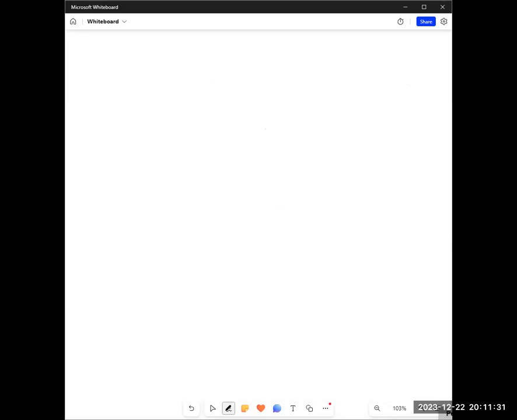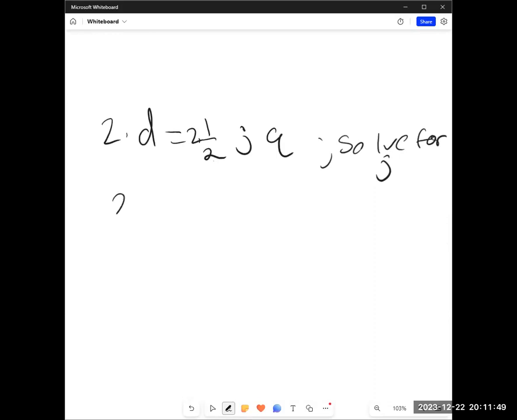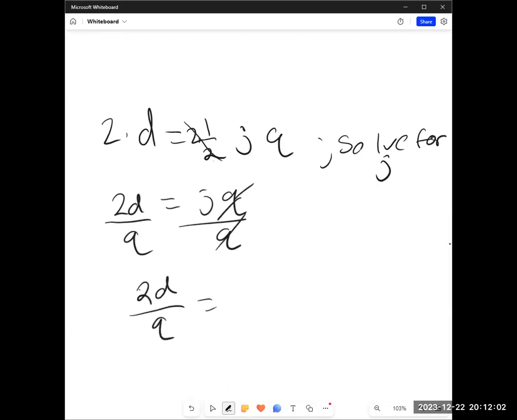Now we have the problem lowercase d is equal to 1/2 j times q. They want us to solve for lowercase j. So first thing that I'm going to do is multiply both sides by 2 to get rid of the 1/2. 2d is equal to j times q. And now I'm going to divide both sides by q to get 2d divided by q is equal to j.